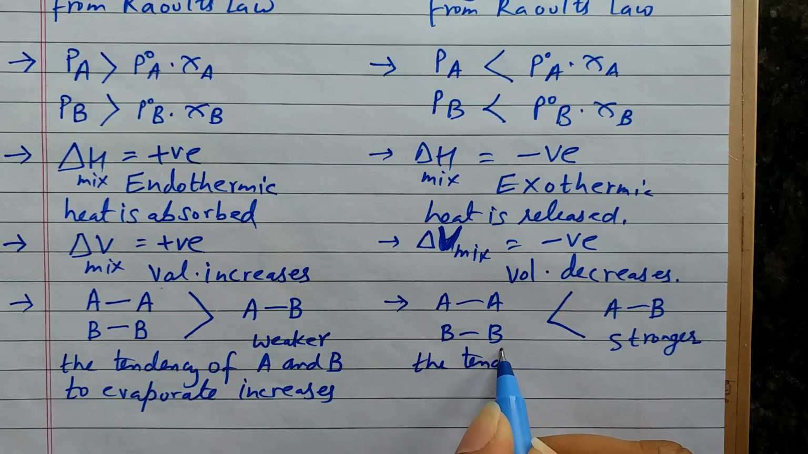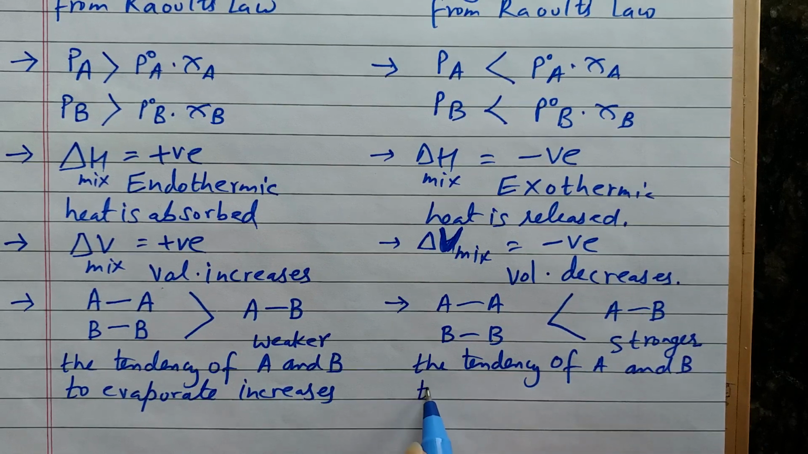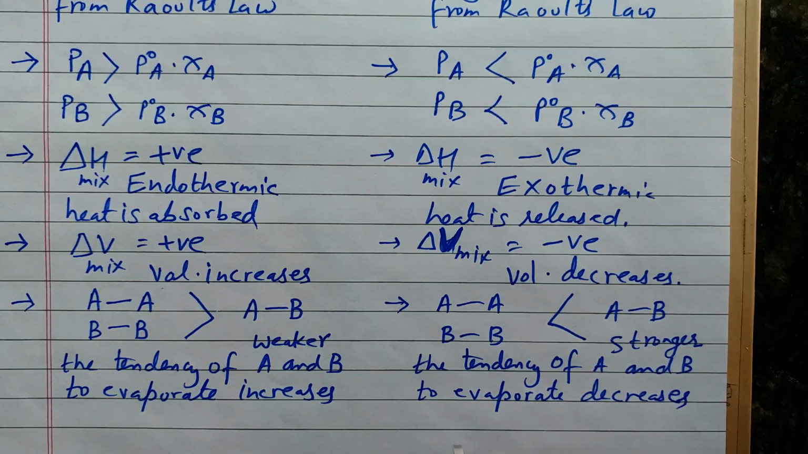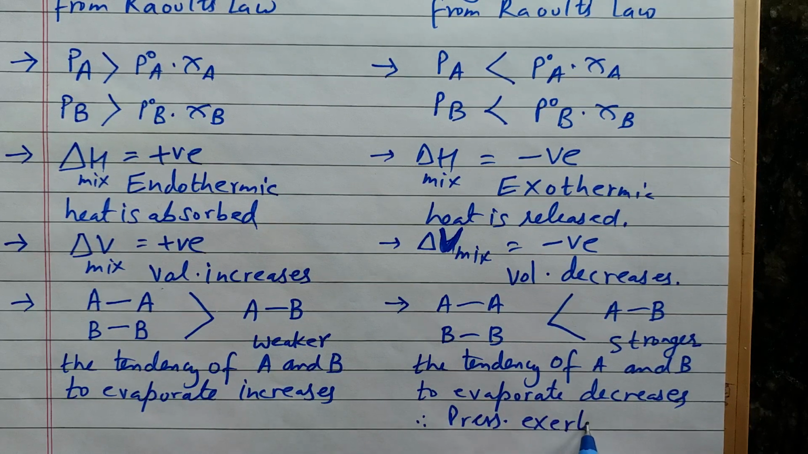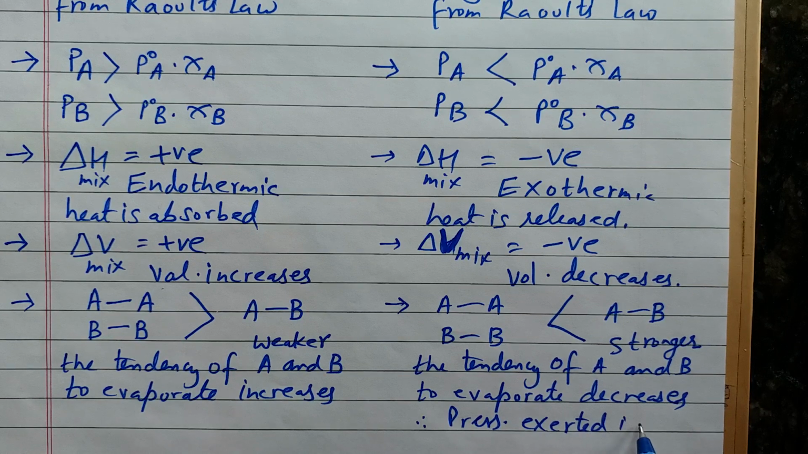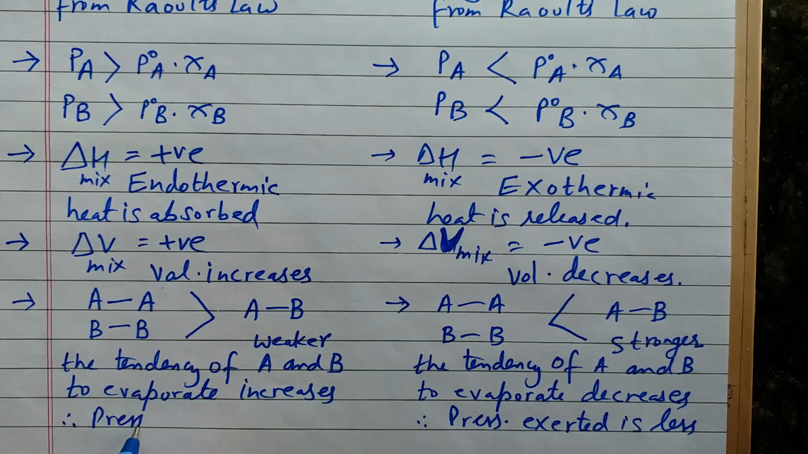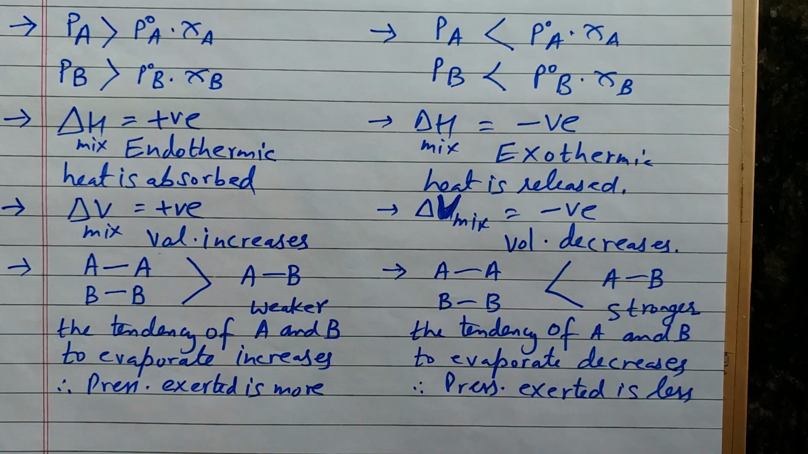The tendency of the particles of A and B to evaporate decreases. Okay, it will decrease, and when it decreases, what will happen? Therefore, the pressure exerted is going to be less. And on the other hand, here we can write, therefore, the pressure exerted is more. So this is the main reason for positive and negative deviation.